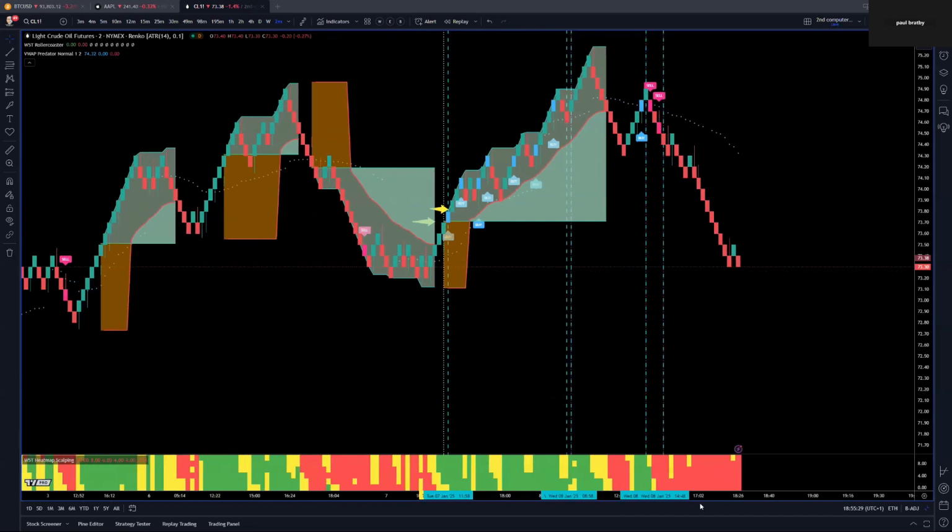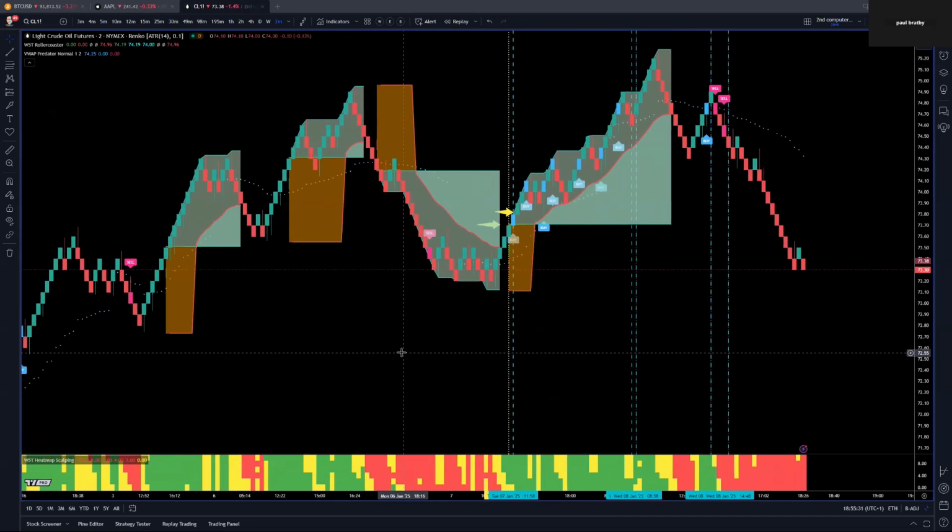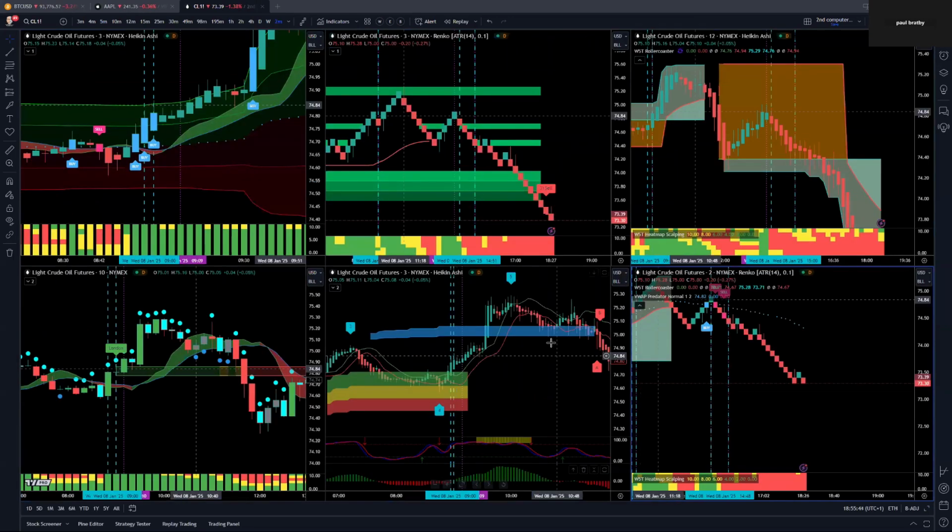It ain't rocket science. Confluence strategy, again, this is why I wrote the book, is simple. You just need to know how to marry those 2 together, or 3 or 4, so you get those high probability trading opportunities.